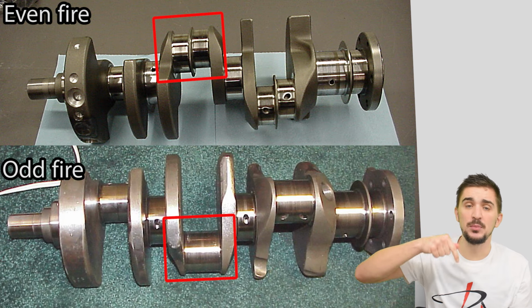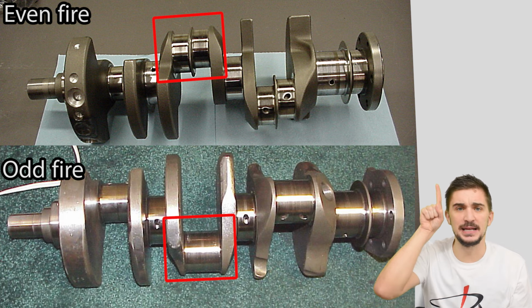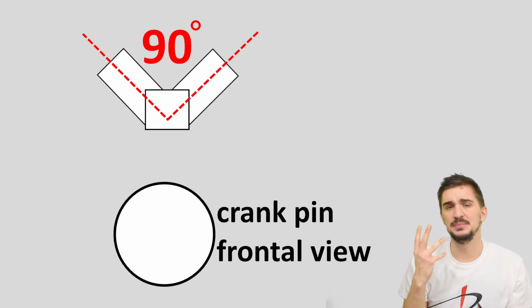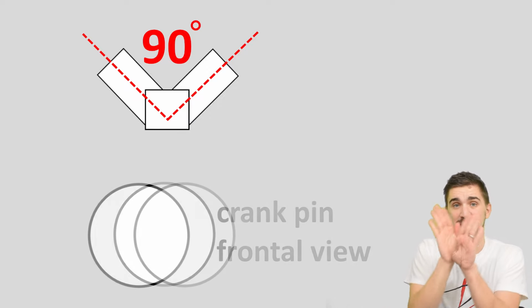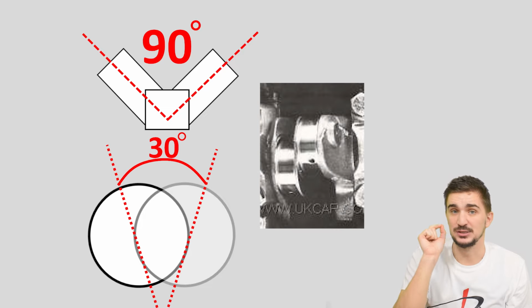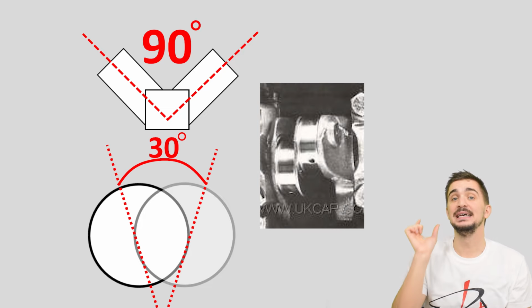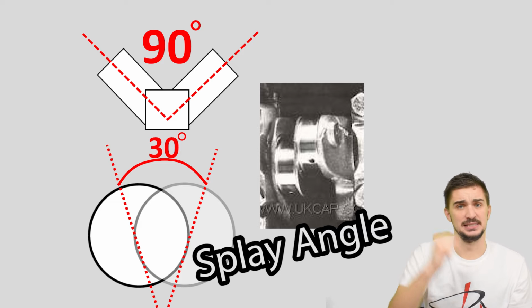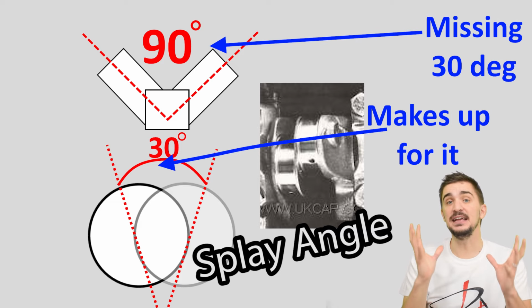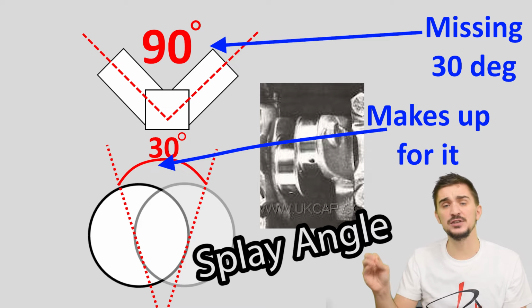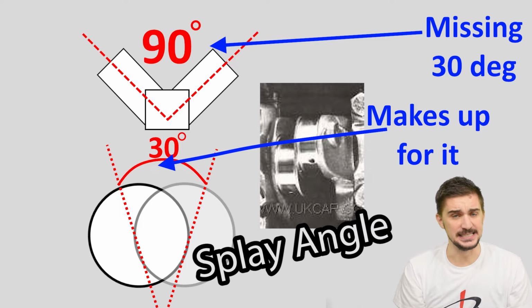By how much should we offset it? By whatever number of degrees is missing from that bank angle. So if our bank angle is 90, that means we're missing 30 degrees. And that means our offset angle between the now split crank pins should be 30 degrees as well. And this angle is called the split angle, and it makes up for whatever is missing from the bank angle, and it saves the day. It enables an even firing interval 90-degree V6.